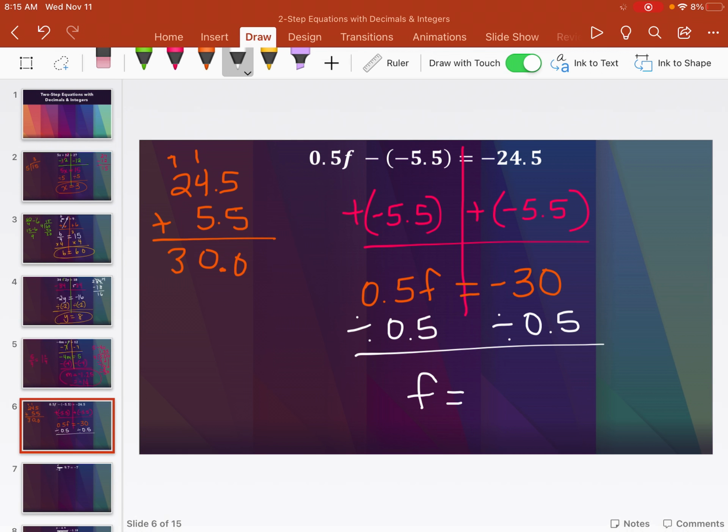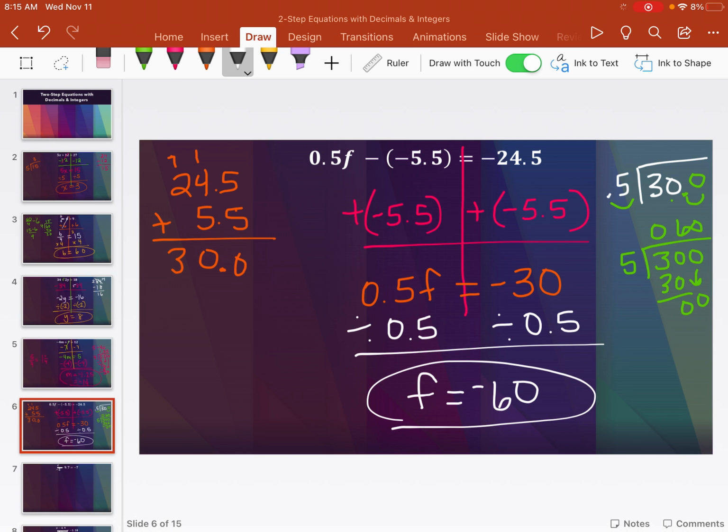So f equals, and then I actually need to do that division, so 30 inside, 0.5 outside. Remember to slide, baby slide. There's my decimal, slide it over. So it's really 5 going into 300. 5 doesn't go into 3, goes into 30 6 times, exactly. But I still have to use the 0, so 0. So f equals 60. It was a negative divided by a positive, which would be a negative. So f equals negative 60. Remember, that's your sleeping dog.